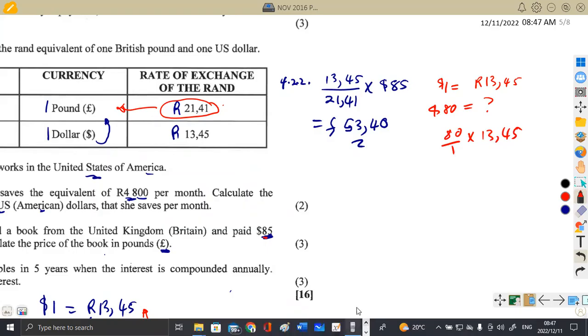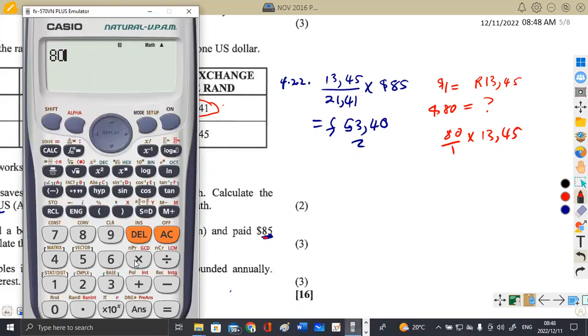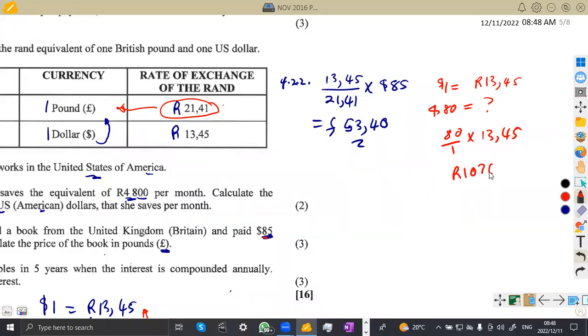All right, so if we multiply 80 times 13.45, this is going to be 1,076. So we're going to have a total of 1,076 rand. But remember that a pound is actually equivalent to 21.41 rand. So what is the equivalent now of 1,076 rand in pounds?